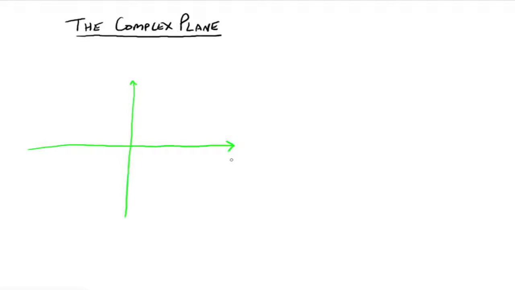This is called the real axis. We're going to call it x here. And this one's going to be called the imaginary axis. We're going to call it yi. All right, so complex numbers can't be ordered like real numbers can, because remember, complex numbers have two parts.